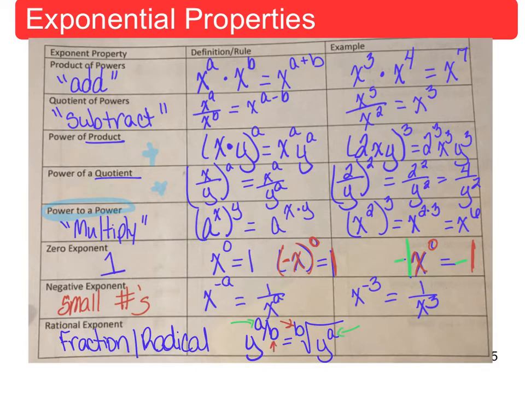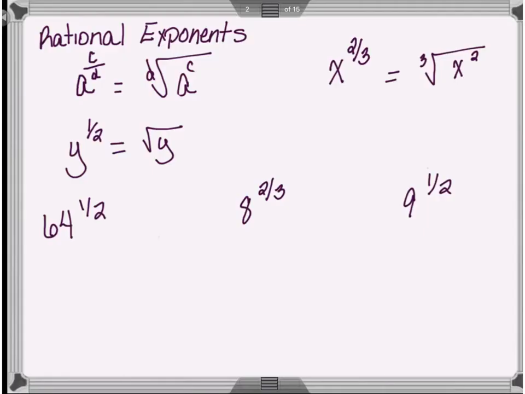So if I have x to the 2/3 power, that means x squared is inside the radical, and then I am looking at the cubed root. Okay. Now, I just want to do a couple with those rational exponents. I know that sometimes that can be confusing, so let's look at these.